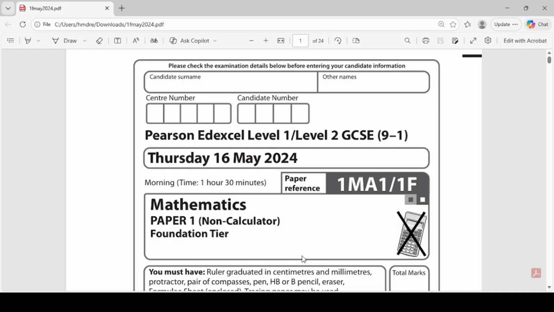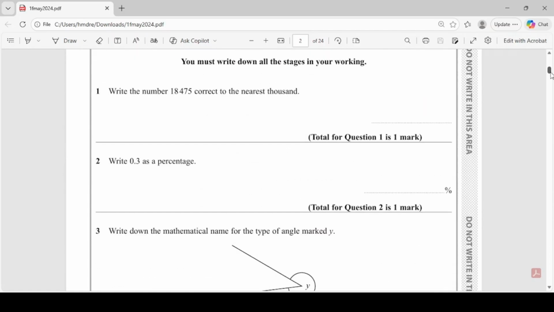Hi everyone, in this video I'm going to be going through a GCSE Maths Paper 1. This is a past paper from 2024. It's really good to go through past papers as you're preparing for your GCSEs. I'm going to be going through this one step by step. If you have any questions, please let me know in the comments, and I hope this helps you to revise.